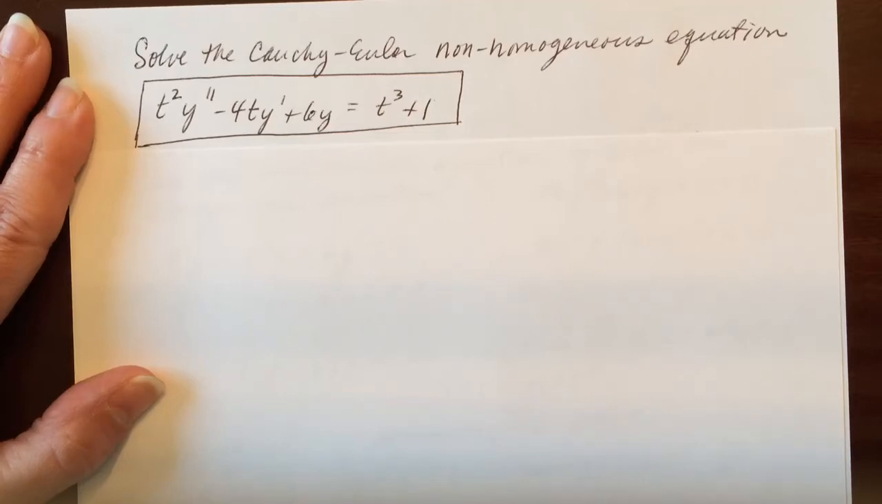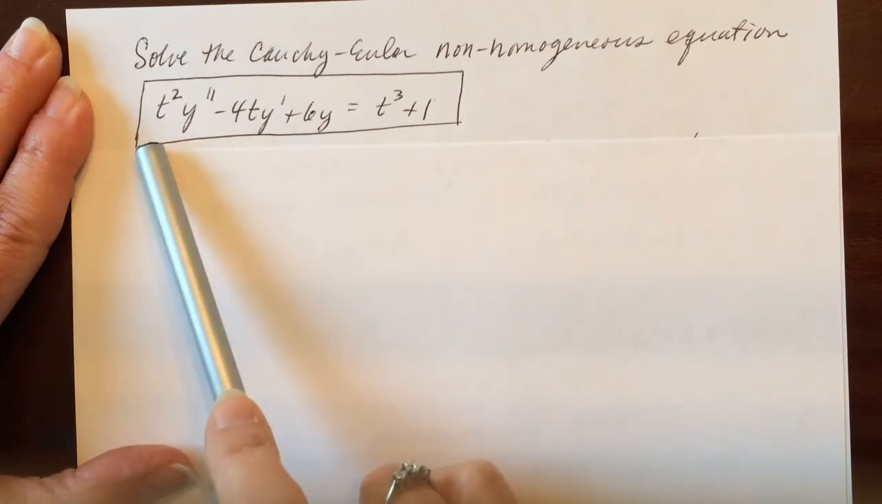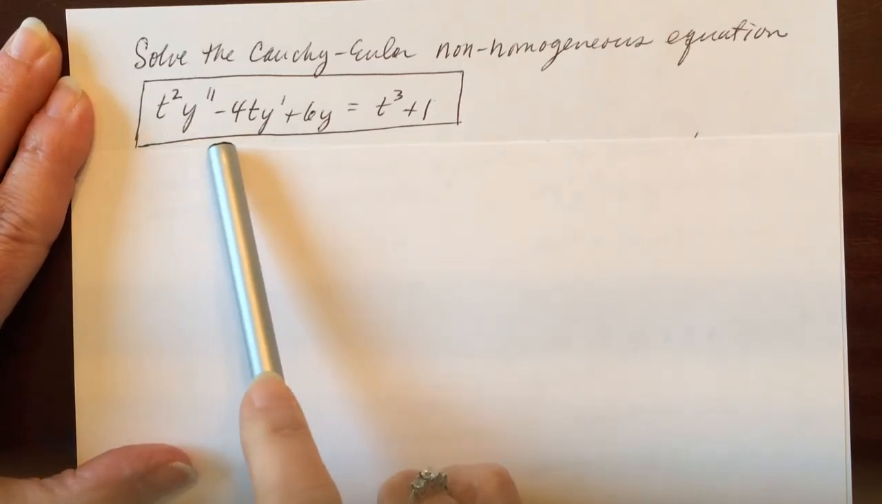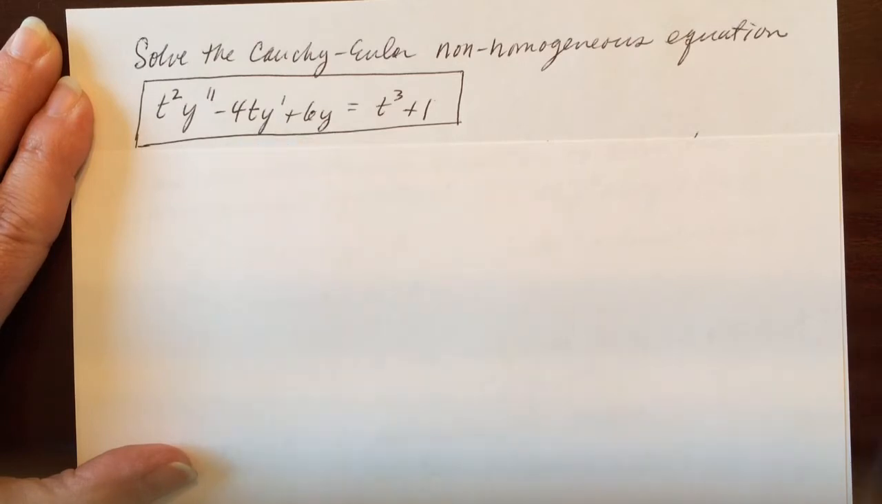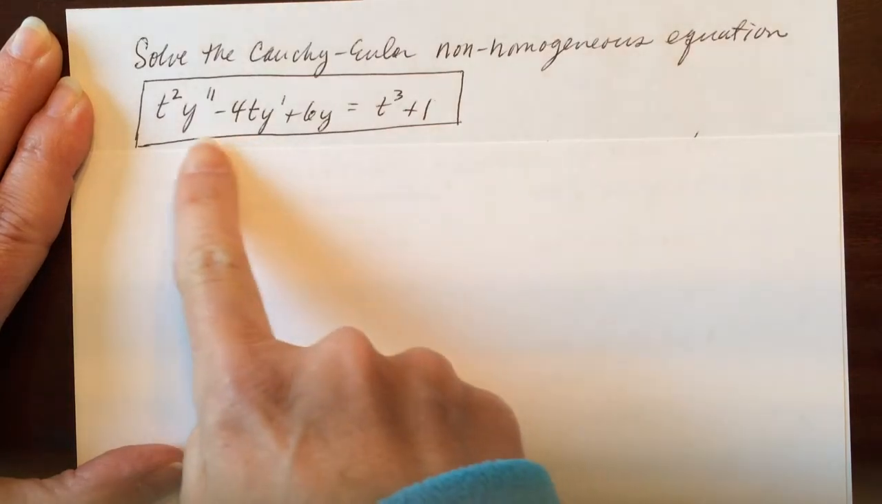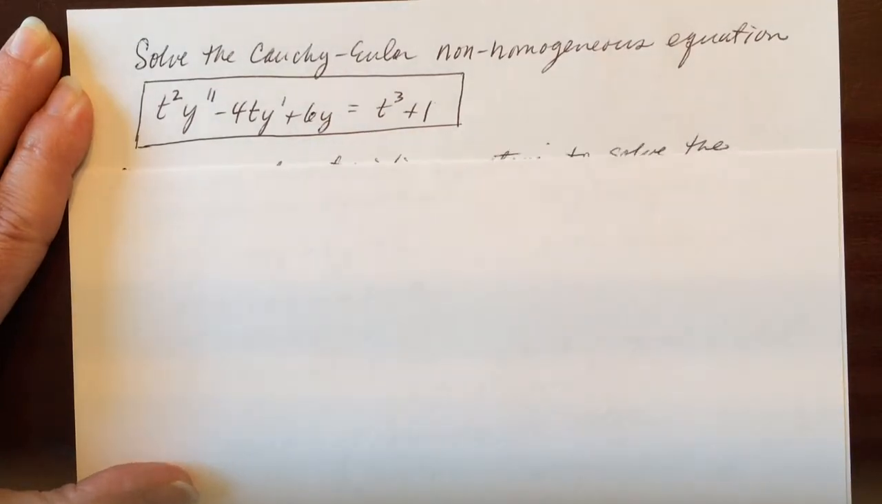Okay, we're going to do this example of a Cauchy Euler nonhomogeneous equation, similar to one that you're going to be doing in the homework. I've got the problem written down right here: t squared y double prime minus 4t y prime plus 6y equals t cubed plus 1. So this is non-homogeneous. The first thing we're going to have to do is solve the homogeneous case, in other words, where this side is 0.